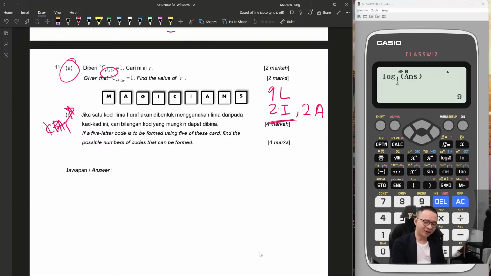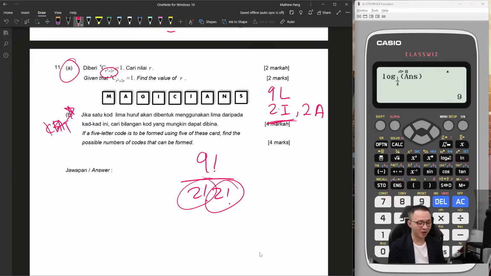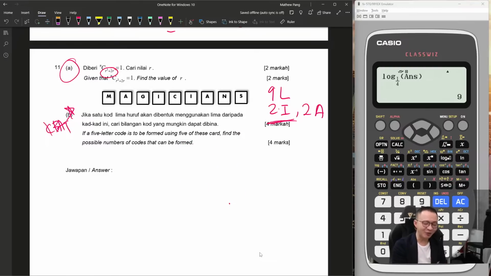Okay, if they want to arrange all the 9 letters, then it's very easy. Then it's 9 factorial divided by 2 factorial and 2 factorial, because this 2 factorial is for I and this 2 factorial is for A. Because I will use all the 9 letters if they want to form a 9 letter code. But right now the challenging part is from these 9 letters they only want to choose 5. So I'm not sure whether the 5 letters I choose will have 2I or 1I or 2A or 1A or 1I 1A? We do not know. So therefore we need to rule them out one by one.